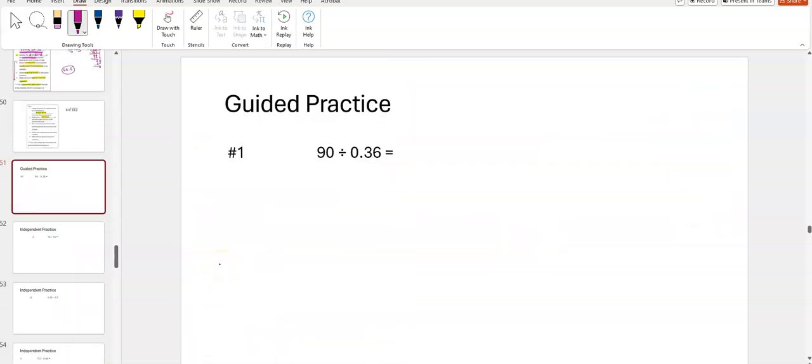Okay, let's do one more together. I have them set up this way because we need to practice knowing which one goes inside the house and which one goes outside. Remember that it's 90 divided by 36 hundredths. So this is my divisor, and 90 is my dividend. I'm going to put 90 inside the house, inside the box.